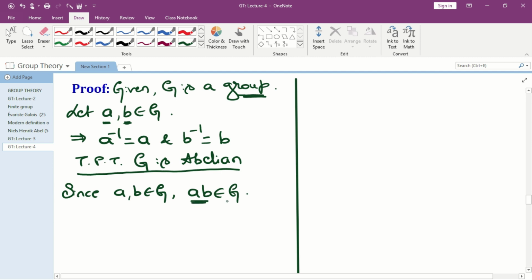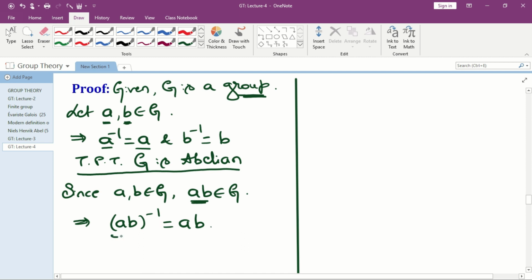Now AB is an element. Since every element is its own inverse, if I take A, what is the inverse of A? A inverse. What is the inverse of B? B inverse. If I take another element C, the inverse of C is C inverse. Similarly, what is the inverse of AB? Therefore, this implies the inverse of AB is itself, that is AB.